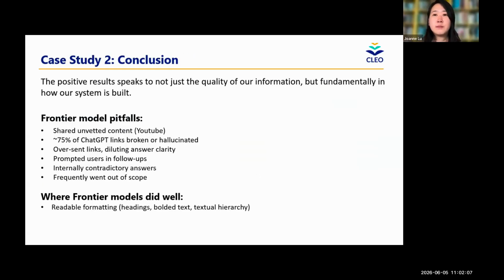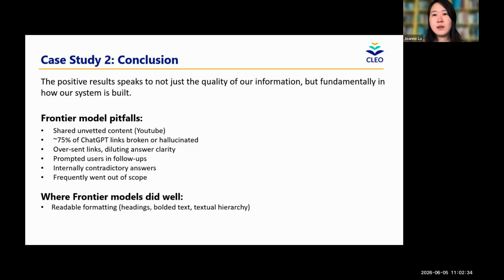So in conclusion, the positive results from all of our experimentation and case studies speak not just to the quality of the information, because we fed the exact same information into all three models. It also speaks to fundamentally how strong our RAG approach is. In terms of frontier model pitfalls, even when given explicit instructions, it often deviated from instructions by trying to please the user, and it shared unvetted content.